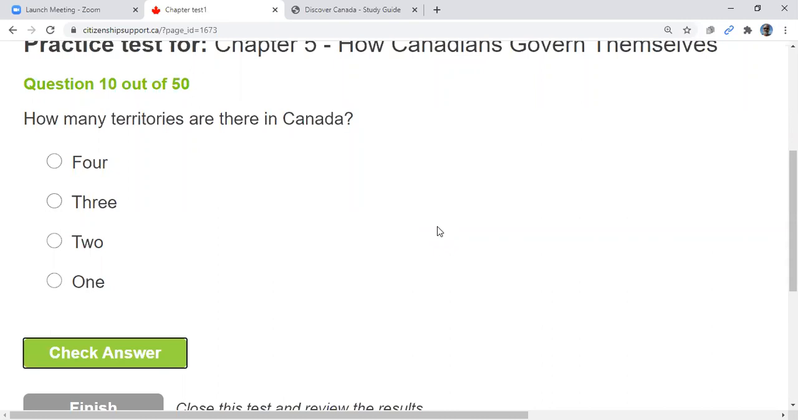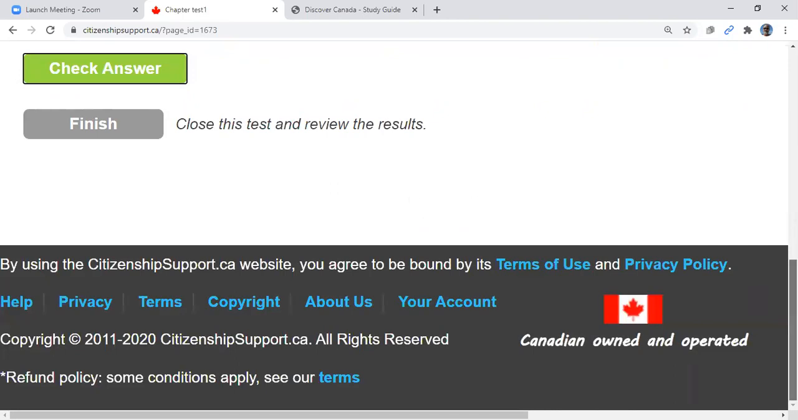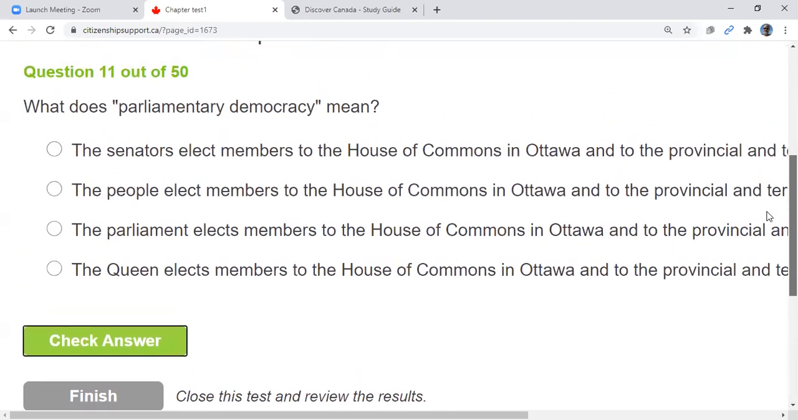How many territories are there in Canada? 3. Yeah. You even know the names, so that's why it's not very good. Okay, very good. And then so we'll go back to Gizella, who gets the big long one here. Let's see.